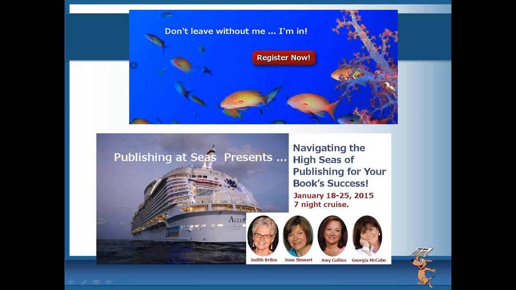So the first thing I thought of when I saw this is the in-flight magazines. Most of the airlines have in-flight magazines, although a lot of them are being pared down. And some of them have book reviews. So if it's a travel-related book, that would be a great place for it.